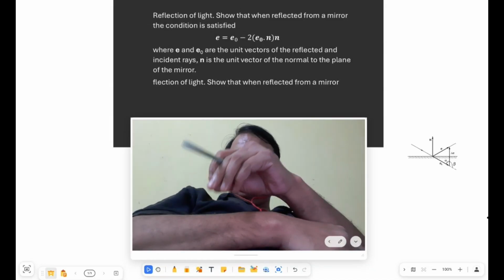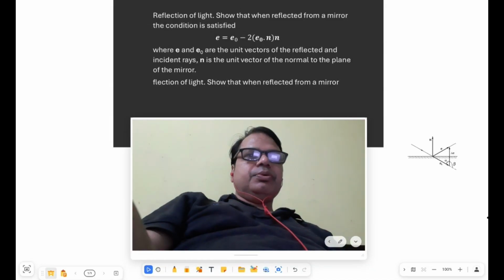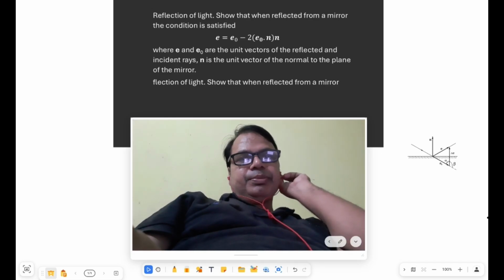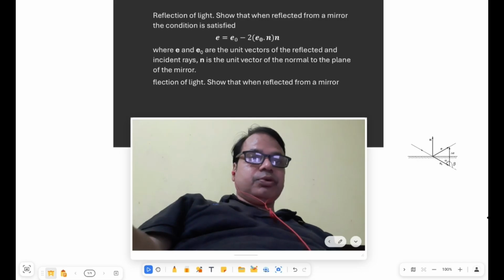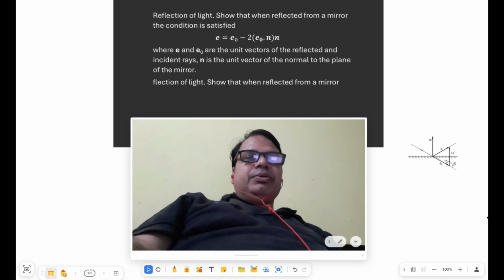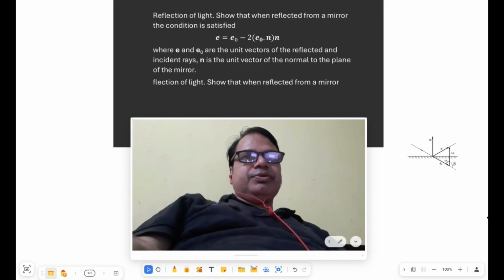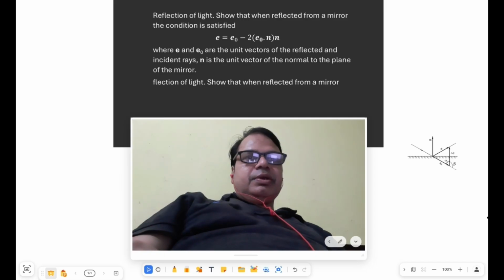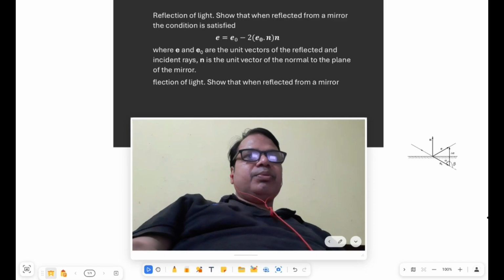And you can see here this is one of the IRODOV problems. I don't remember exactly the problem number, but I'm sure this is one of the problems of IRODOV. And the problem is related to reflection of light. That says that when reflected from a mirror, that means a plane surface, the condition is satisfied.